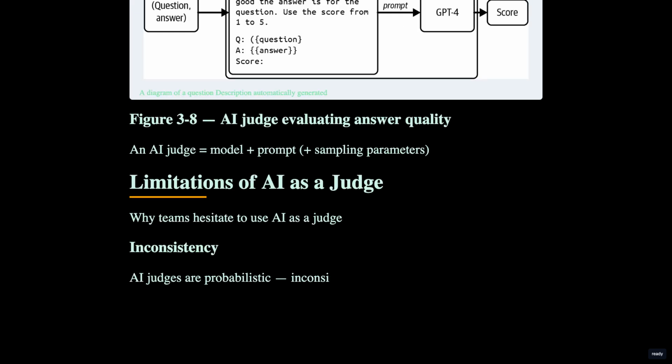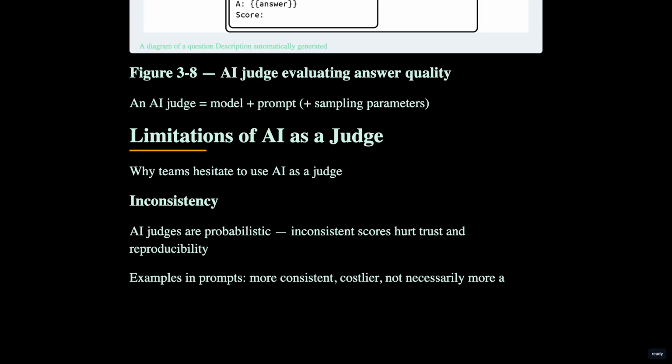A trustworthy evaluation needs consistent results, but AI judges are inherently probabilistic. The same judge can produce different scores for the same input, depending on the prompt, and even on repeated runs with the same prompt. That variability makes results hard to reproduce and undermines confidence in the evaluation. Chapter 2 covers using sampling and prompt design to make an AI judge more consistent.